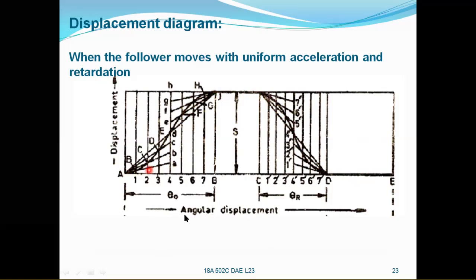This is the displacement diagram, right? This is the displacement diagram for a follower moving with uniform acceleration and retardation. So this is the method.